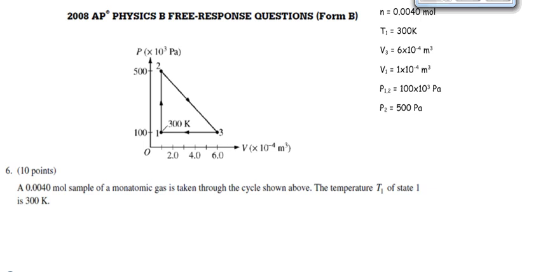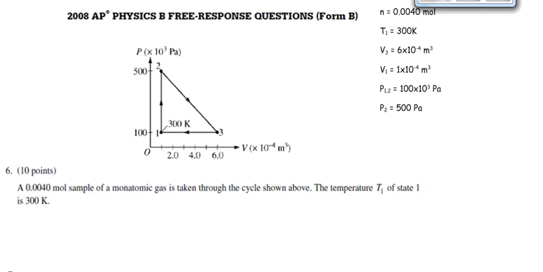Okay, welcome to 2008 Form B. This is question number 6, a 10-point thermodynamics question. The question says a 0.0040 mole sample of a monatomic gas is taken through the cycle as shown above. The temperature T1 of state 1 is 300 Kelvin.